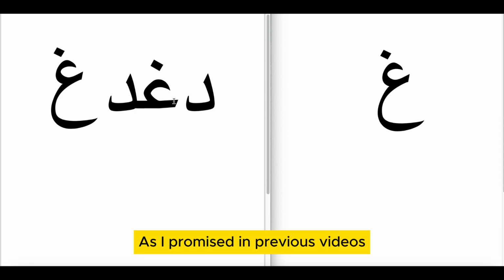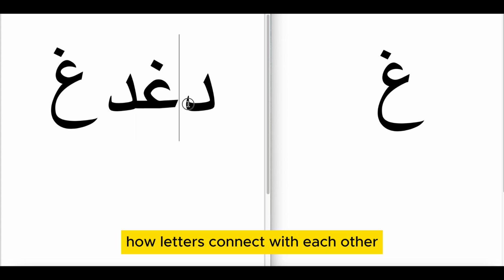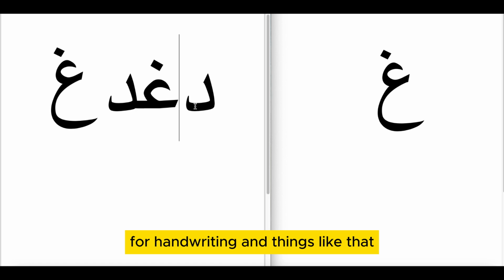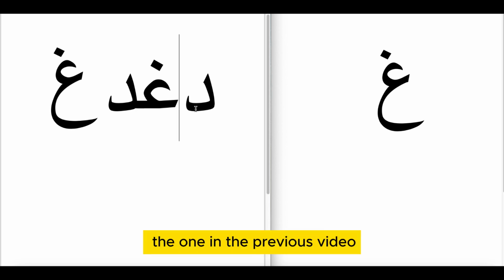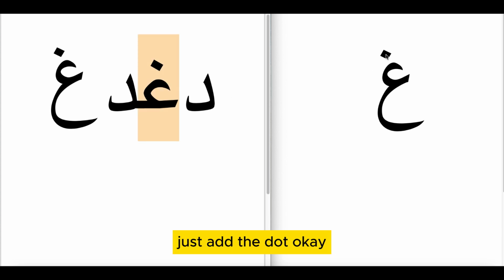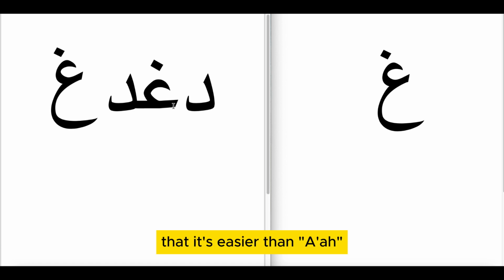As I promised in previous videos, there's gonna be a dedicated video about how letters connect with each other. This will make it easier for you for handwriting and things like that. But look at this word, daghdagha, he tickled. So, practice ghain. It's simple. If you practiced ain, the one in the previous video, you'll find it so easy. Just add the dot, and a different pronunciation, ra. It's easier than I believe.